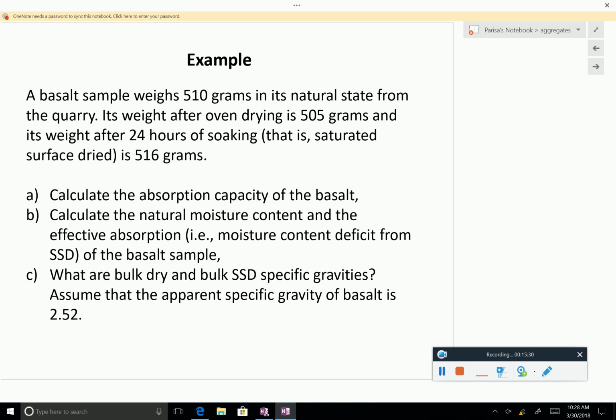So we have a sample, basalt, and you see it has 510 grams in its natural state. What does natural state mean? Air dry, exactly. So when you hear natural state, think air dry. And after you put it in the oven, it loses the moisture and it becomes oven dry, 505. And then you soak it in water for 24 hours, which means that it's completely soaked and saturated. Typically you measure the weight and you wait until the weight is not changing anymore. That means the material cannot absorb more water. That's what saturation means. And then it is 560.